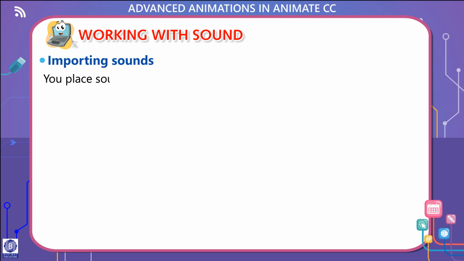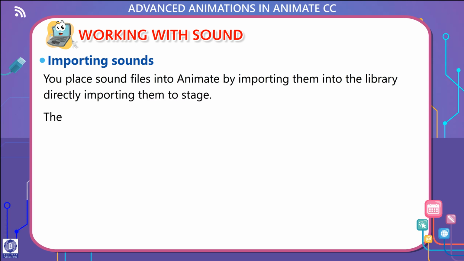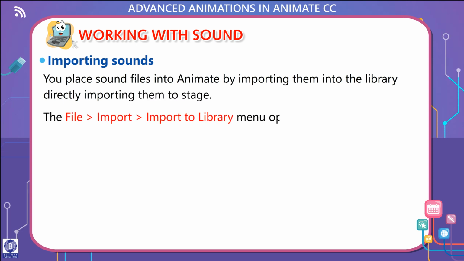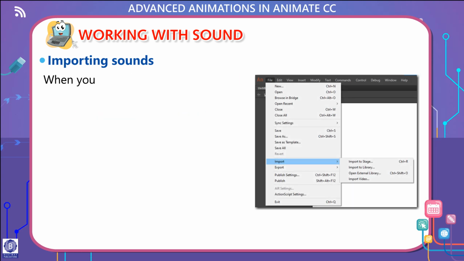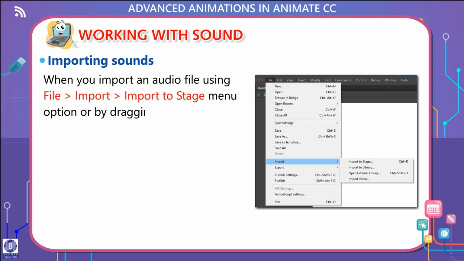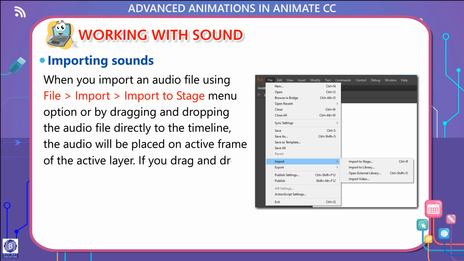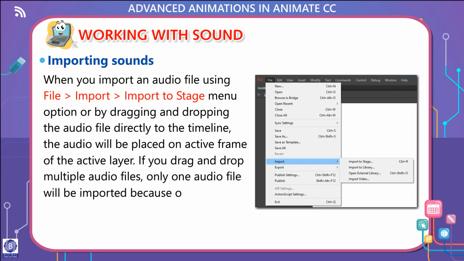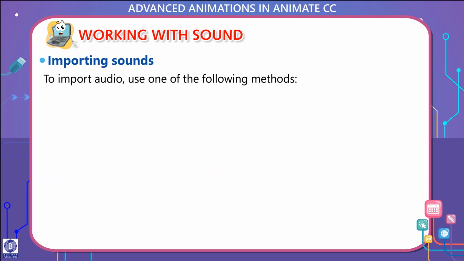Importing sounds. You place sound files in Animate by importing them into the library or directly importing them to the Stage. The File, Import to Library menu option places the audio only in the library and not on the timeline. When you import an audio file using the File, Import to Stage menu option, or by dragging and dropping the audio file directly to the timeline, the audio will be placed on the active frame of the active layer. If you drag and drop multiple audio files, only one audio file will be imported because one frame can contain only one audio. To import audio, use one of the following methods.